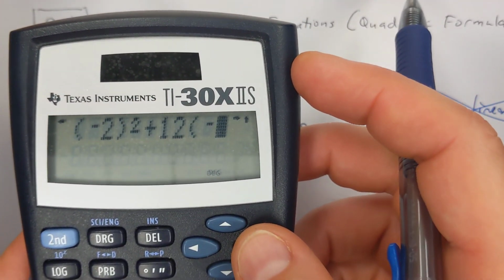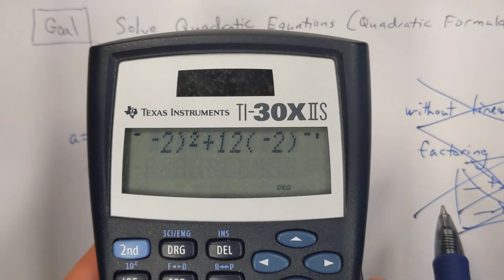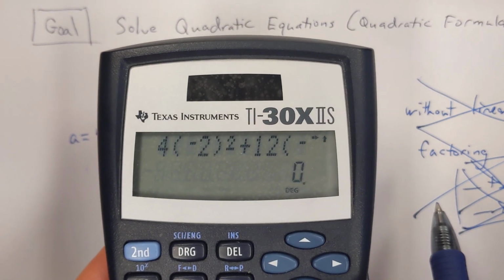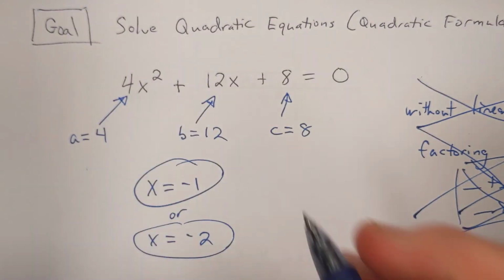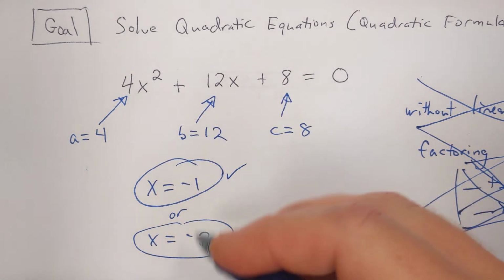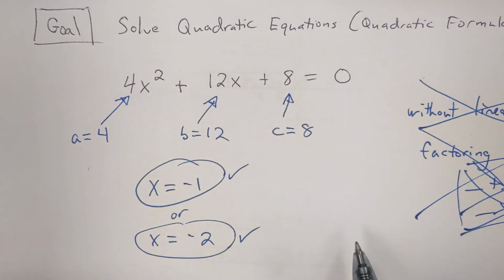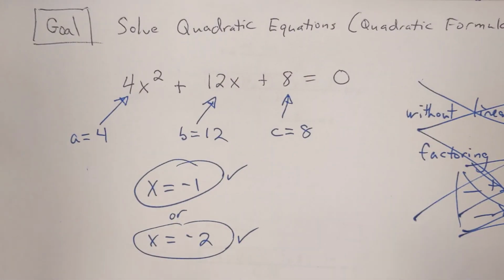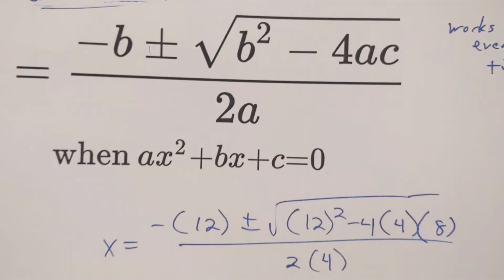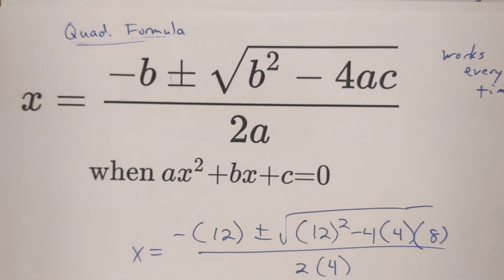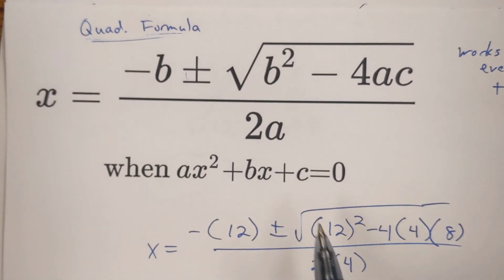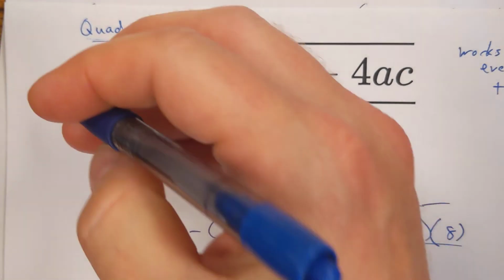I can change this here and plug negative 2 into the original equation. Guess what? It also works. So these both check out. These are the values of x that make this equation equal to 0. And we were able to find this using what's called the quadratic formula. Hey, I will let you know, I'm not going to go into any proofs of the quadratic formula.